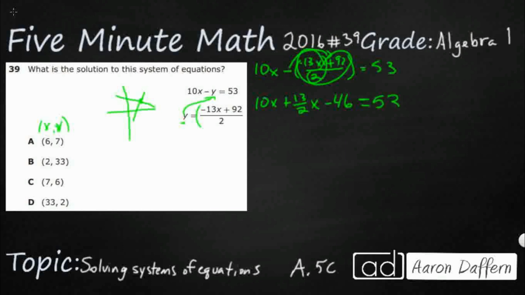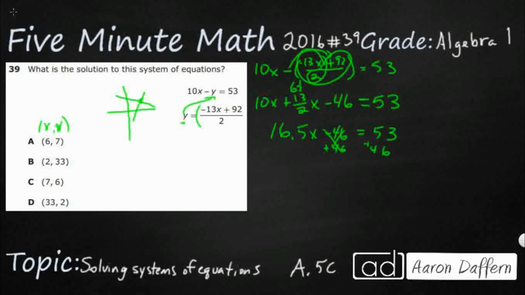All right, so now what I need to do is I need to combine like terms, okay? So that 13.5 is really 6.5, okay? So just to make it easier, I'm going to go ahead and make it a decimal. So that's going to be 16.5x minus 46 equals 53. Let's go ahead and add 46 to both sides.